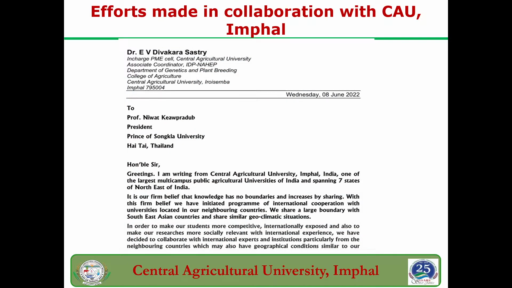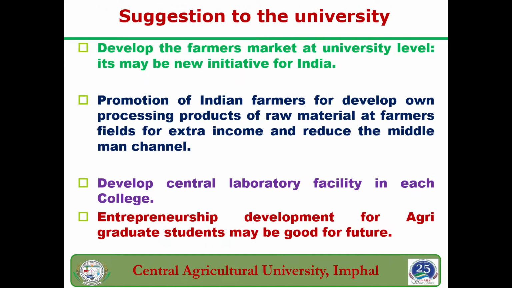We also applied for an MOU with this university. My suggestion for universities is to develop a farmer market at the university or college level. It may be a good initiative for India as well as our university. Then promote Indian farmers to develop their own processed products, because this is important. Most of our farmers give raw product, like rice, but not the byproduct or post harvest product. This may be good for extra income and reduce the middleman, which also increases the income of the farmer.